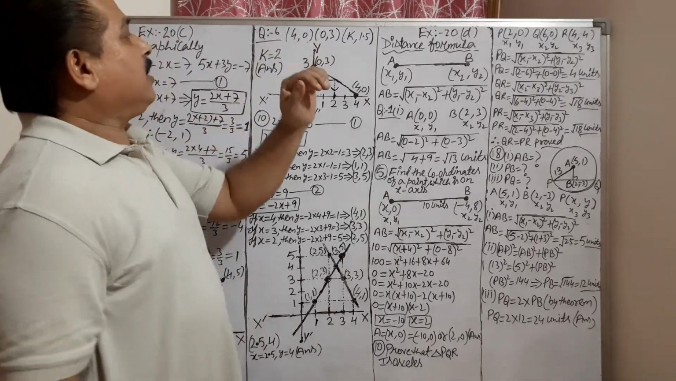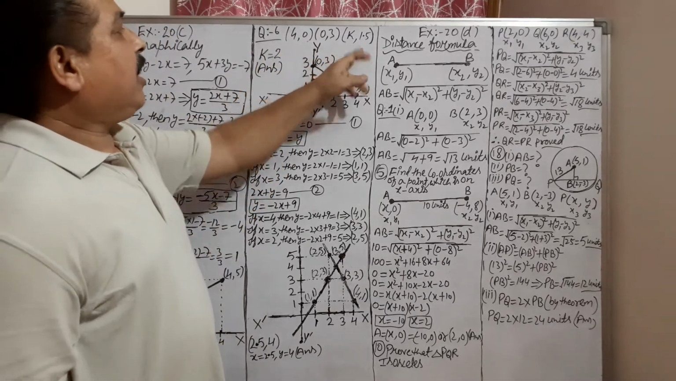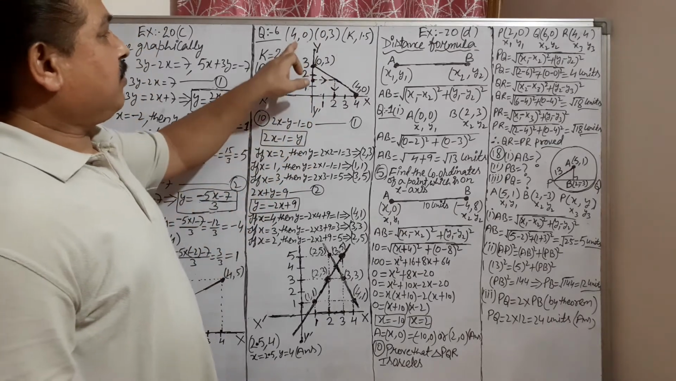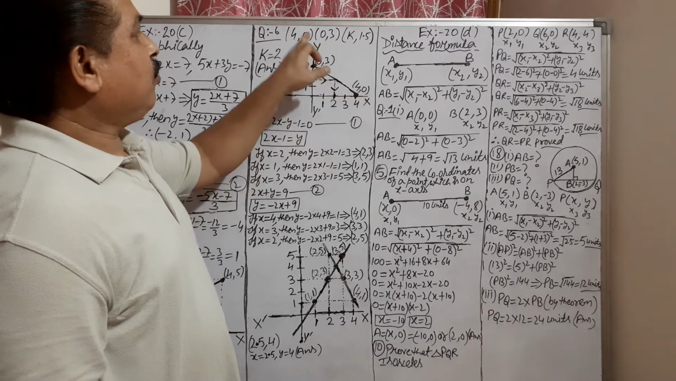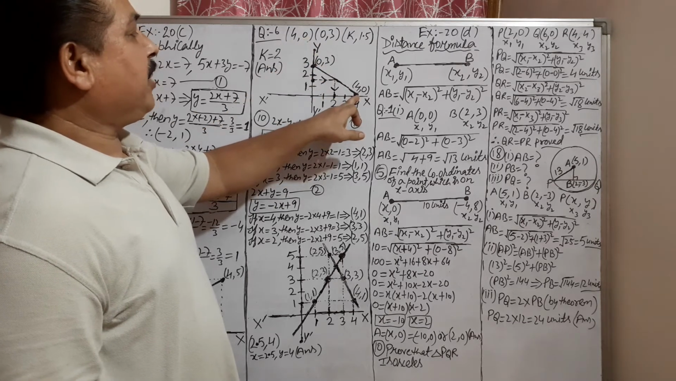Answers. Now see question number 6. Three plotting points are given. First of all, plot 4 comma 0. On the x-axis, 4, and there is no y. Y is 0, so it remains here on the x-axis.